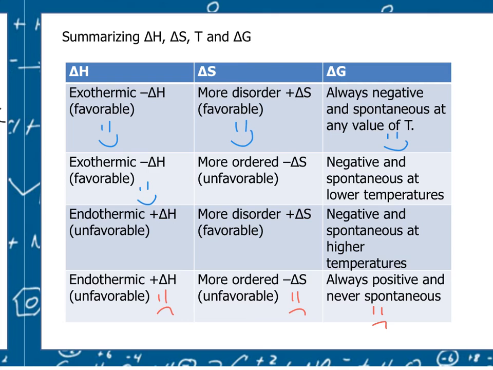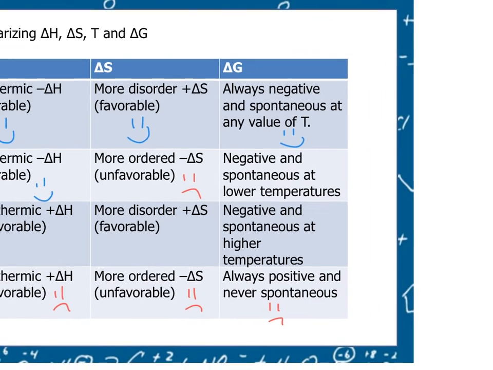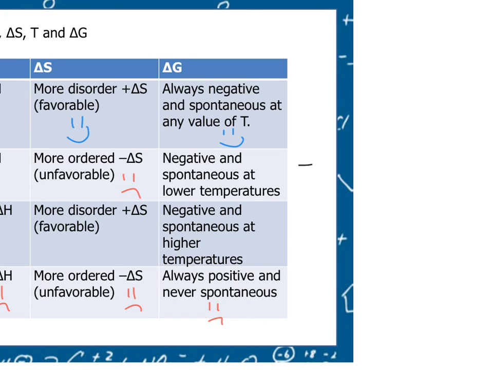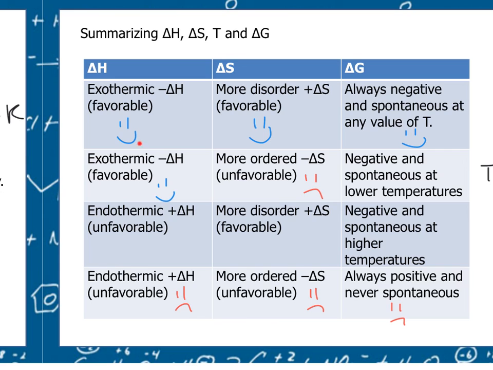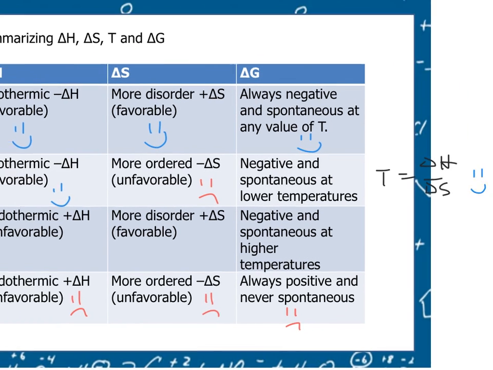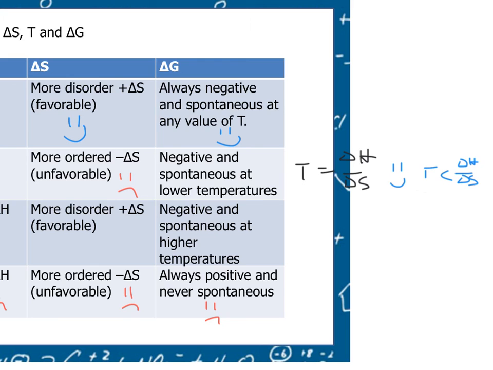So in this row I have a favorable delta H and an unfavorable delta S. And if I do my math on this, my temperature is going to be equal to delta H over delta S. And I'm going to want the temperature to be lower. So this is going to be favorable when my temperature is less than delta H over delta S. The way I like to think about that is this is an exothermic reaction. It's trying to release heat. Is it easier to release heat into a hot environment or a cold environment? It's going to be easier to release heat into a cold environment.